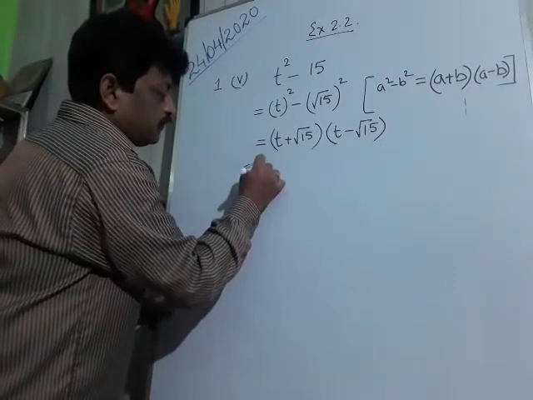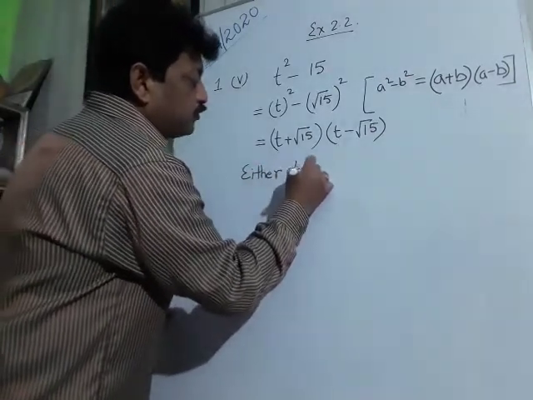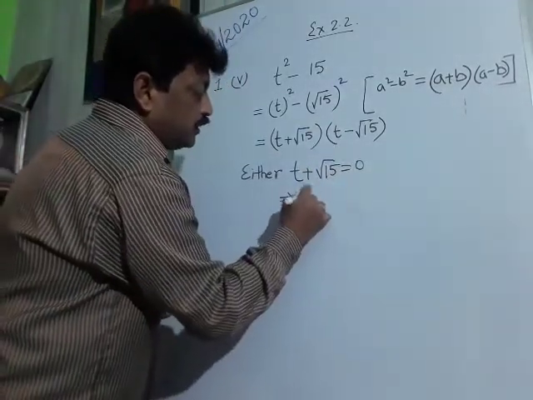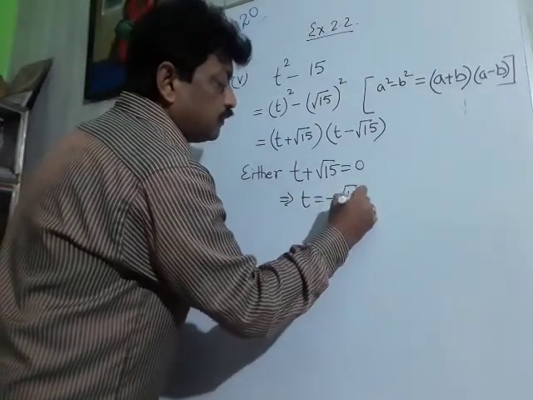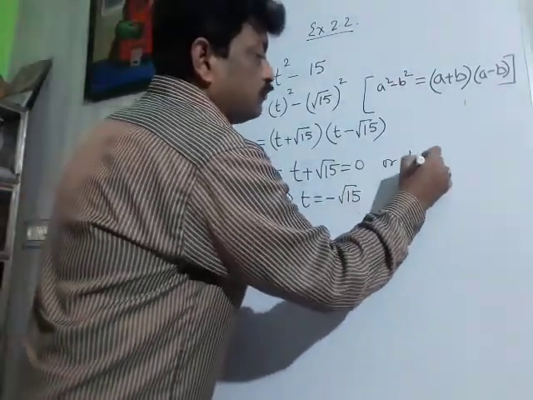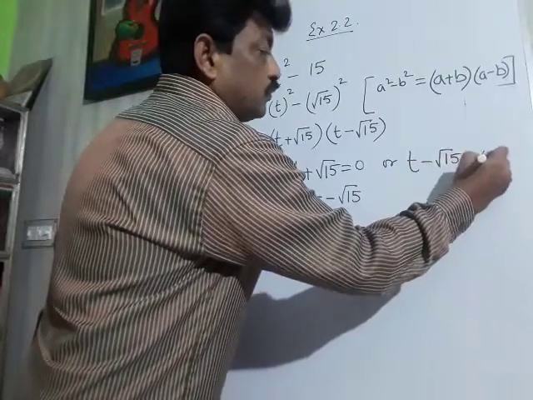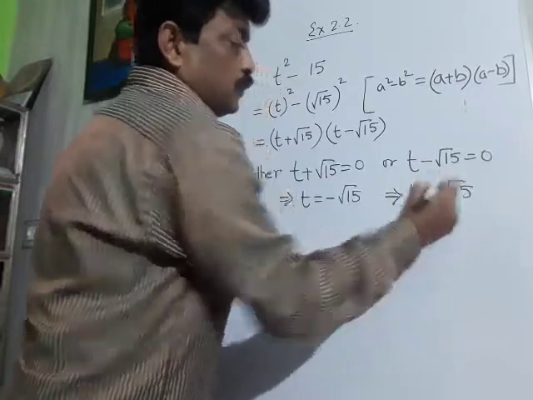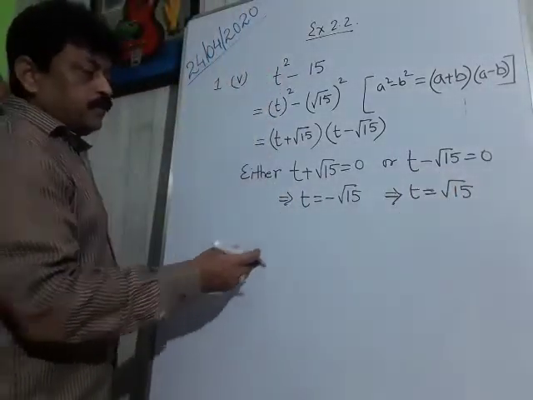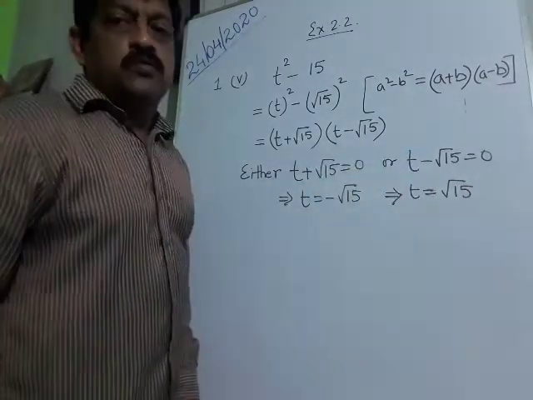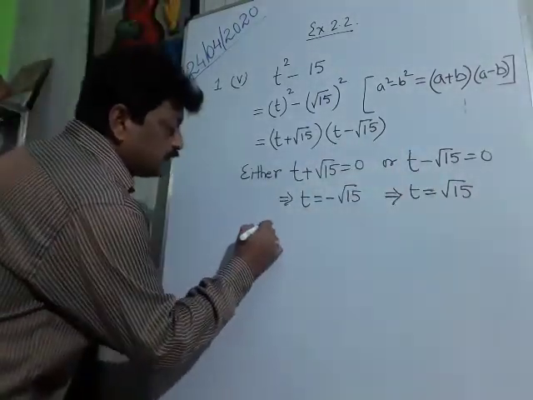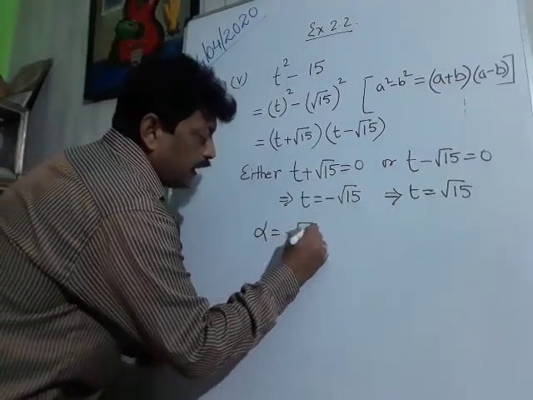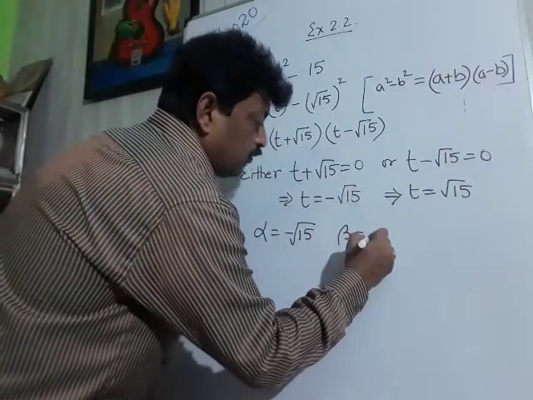Either t plus root 15 equals 0, which implies t equals minus root over 15, or t minus root over 15 equals 0, which implies t equals root over 15. So in this way we have got two zeros, one is minus root over 15, one is plus root over 15. Let me take these as alpha and beta. Let alpha equal minus root over 15 and beta equal plus root over 15.